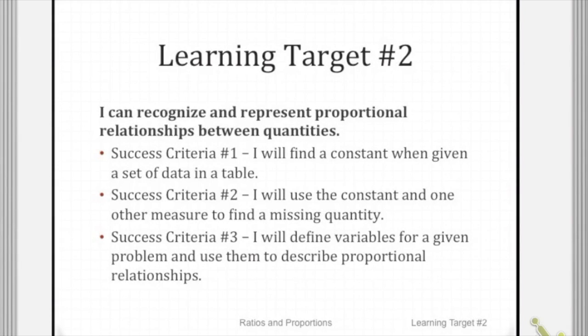Learning target number 2. I can recognize and represent proportional relationships between quantities. Success criteria number 1. I will find a constant when given a set of data in a table. Success criteria number 2. I will use the constant and one other measure to find a missing quantity. And success criteria number 3. I will define variables for a given problem and use them to describe proportional relationships.